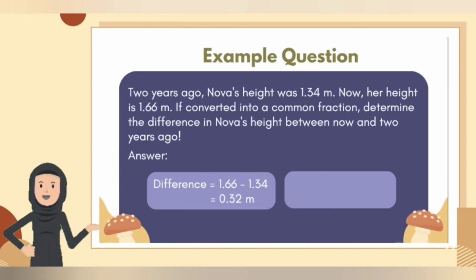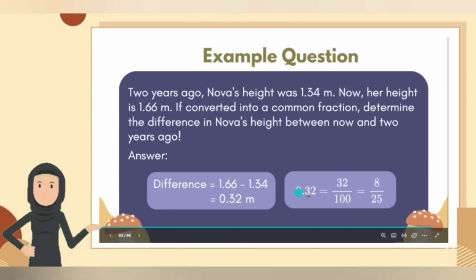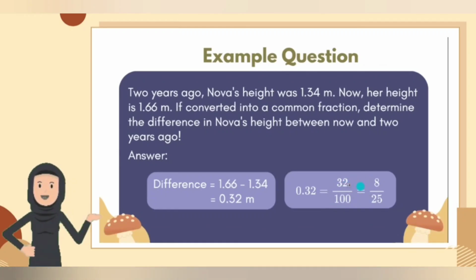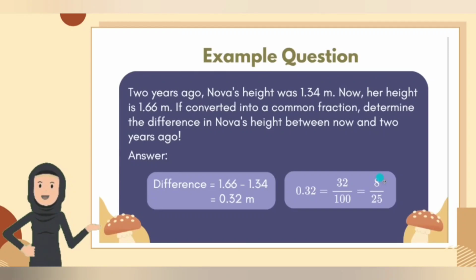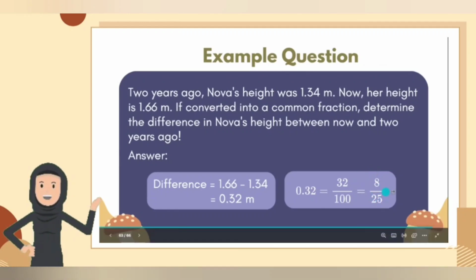If converted into a common fraction, the difference becomes as follows. 0.32 is 32 hundredths divided by 4. 32 divided by 4 is 8. 100 divided by 4 is 25. So the answer is 8/25. So the difference in Nova's height between now and 2 years ago is 8/25 meter.